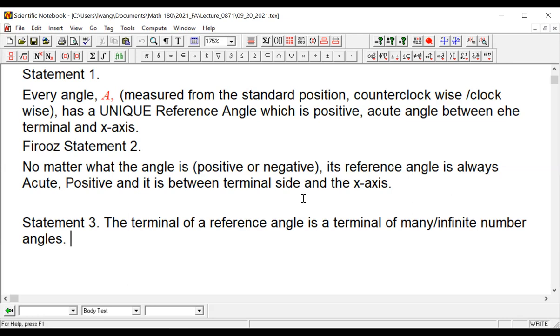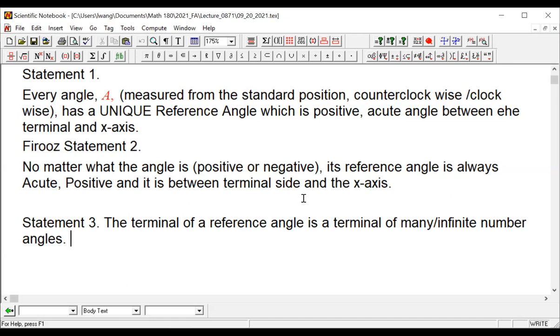So far, so good? Understanding this concept is absolutely important, because we're going to be using these concepts over and over again. Any other contributions from you about reference angle? As I said, I will be using radians as much as possible.